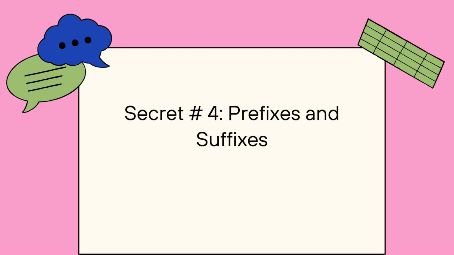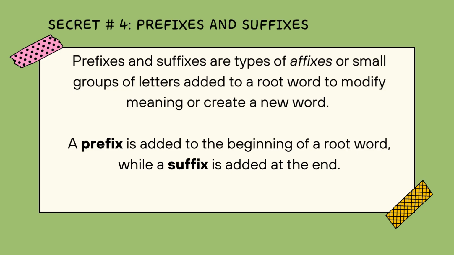Secret 4. Prefixes and suffixes. Prefixes and suffixes are types of affixes, or small groups of letters added to a root word to modify meaning or create a new word. A prefix is added to the beginning of the root word, while a suffix is added at the end.